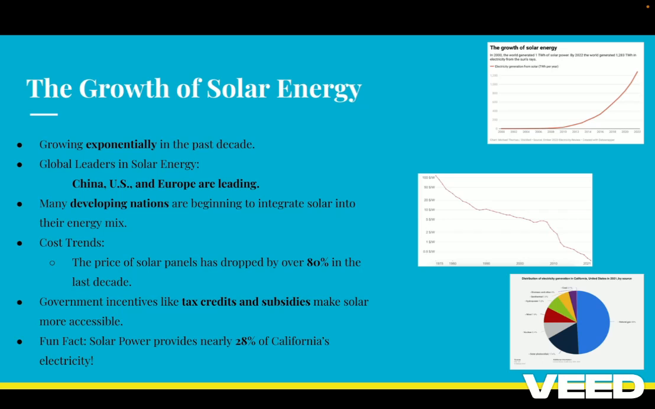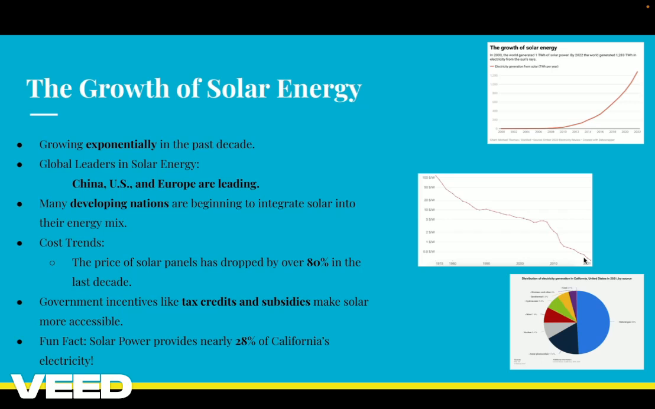Now, one of the reasons for that is the cost trends. The price of solar panels has dropped by nearly 80% in the last decade. On this chart to the right, you can see how the price has moved. It started at $100 a watt back in 1975, and thanks to our technology and our immense amount of research, by 2021 that number had fallen far below $0.5 a watt.